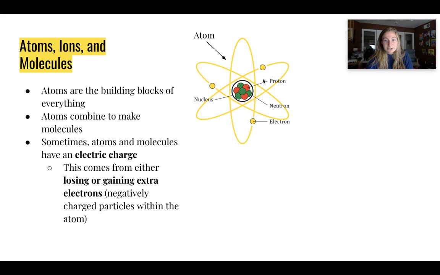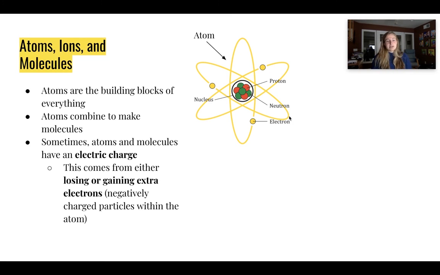So we could take a little tour of what an atom looks like. The center of the atom is called the nucleus, and in the center we have little particles called protons and neutrons, and orbiting the nucleus we have particles called electrons. So when we have more than one atom combining together, we call it a molecule.